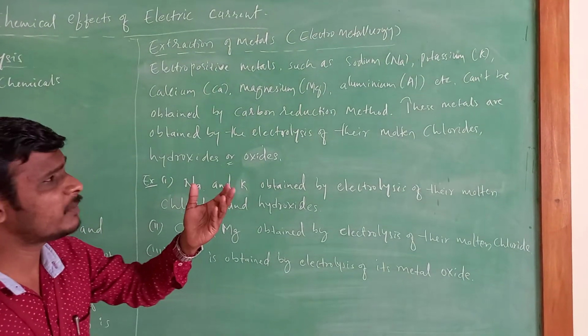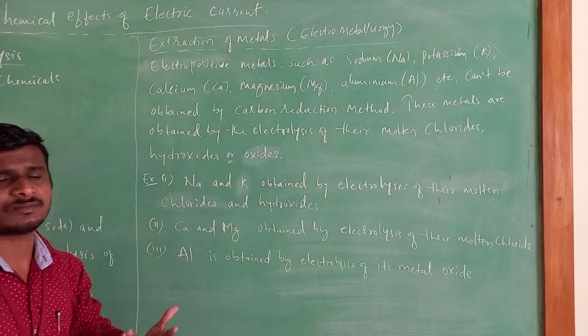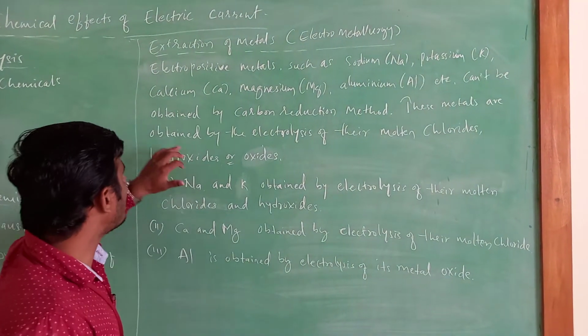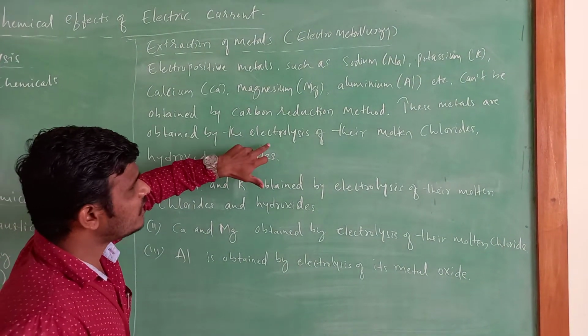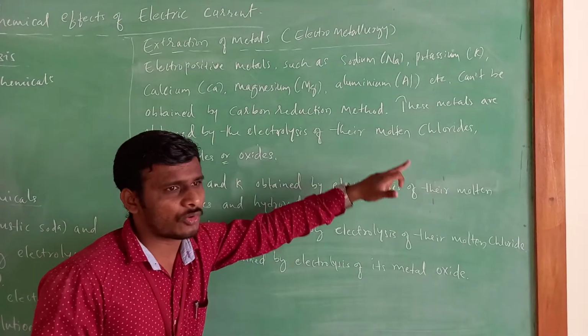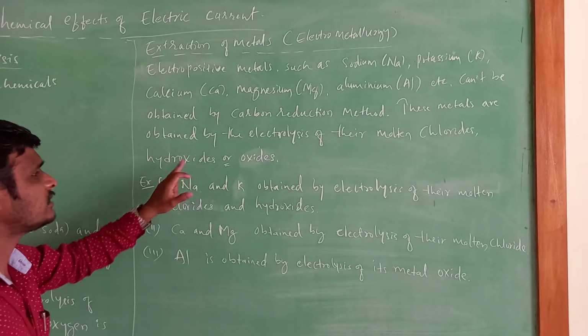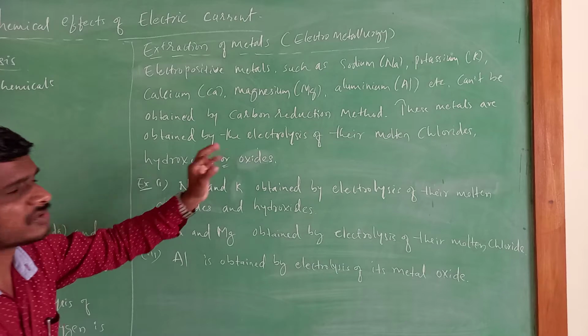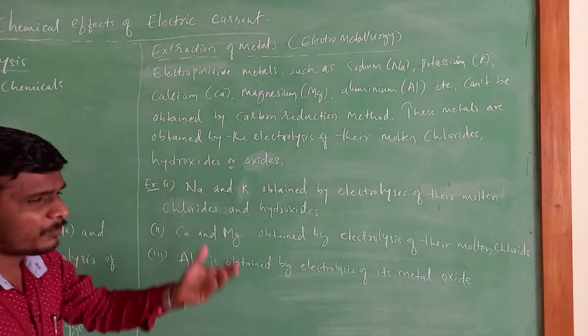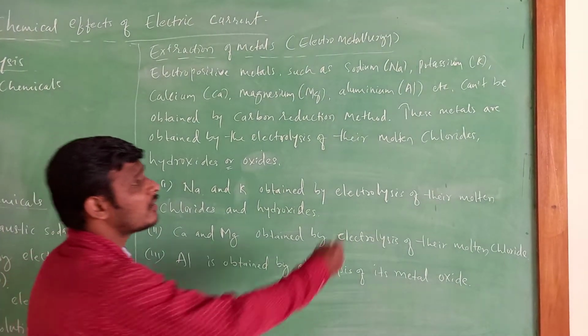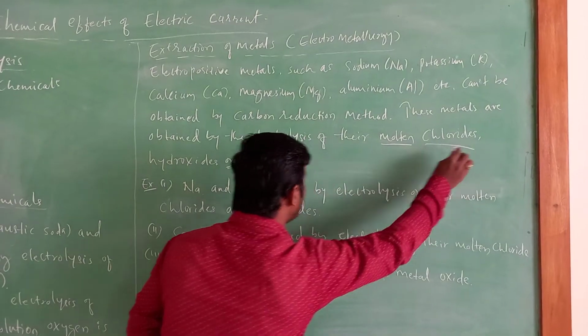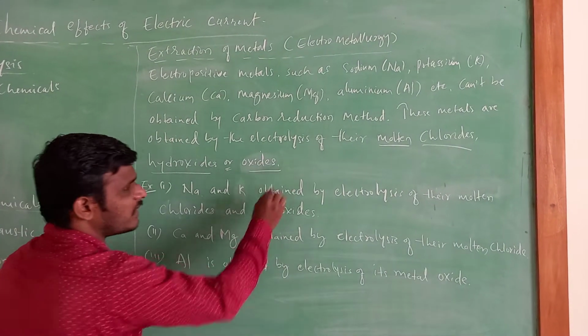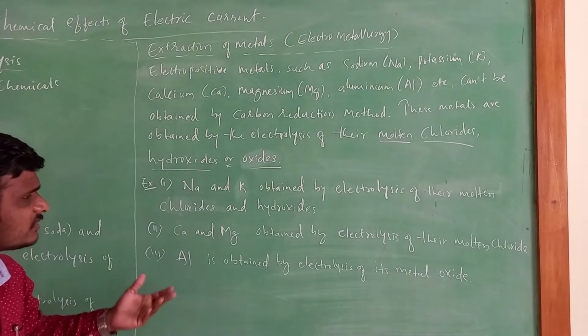That cannot be obtained by the carbon reduction method, right? So these metals are obtained by the electrolysis of their molten chlorides. Now like for the chlorides, hydroxides and oxides, these metals we can obtain by the electrolysis of their molten state of chloride, hydroxide and oxide, right? So here are some of the examples they have given.